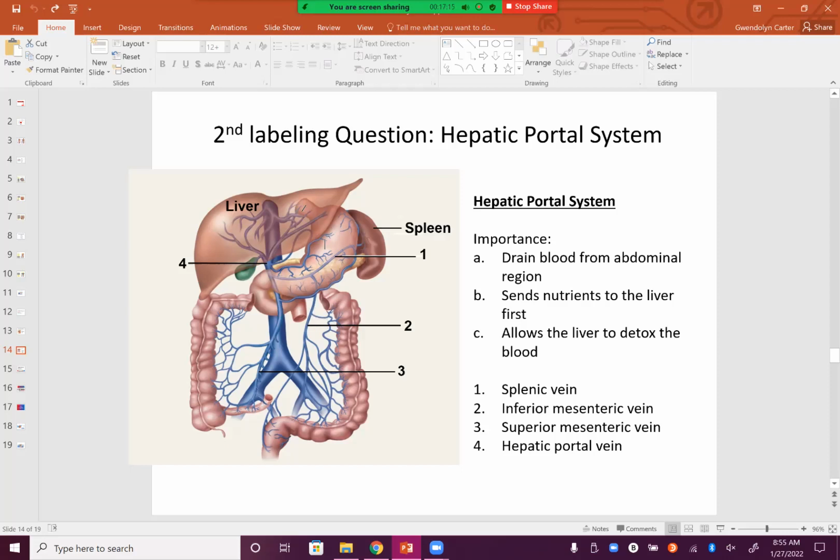So number 2 is inferior. Number 3 is the superior one. This is just going in clockwise order, so that just happened that way. Oh, well. And the last one, the hepatic portal vein. So going to our liver. So same vocabulary term referring to liver.